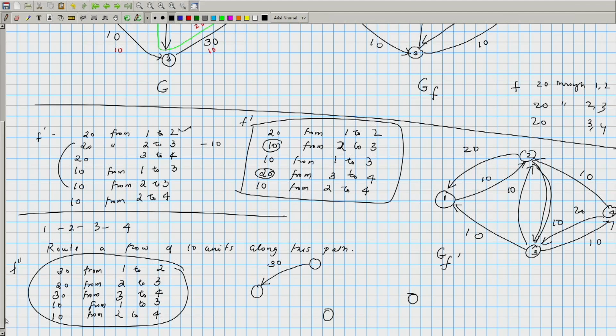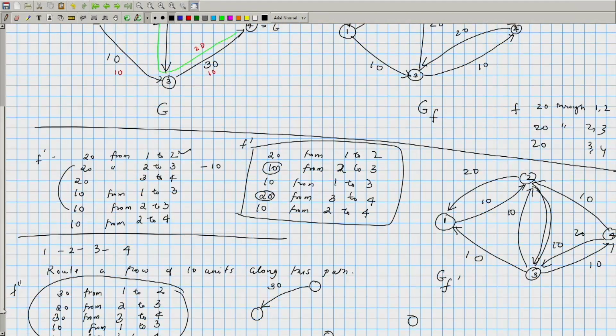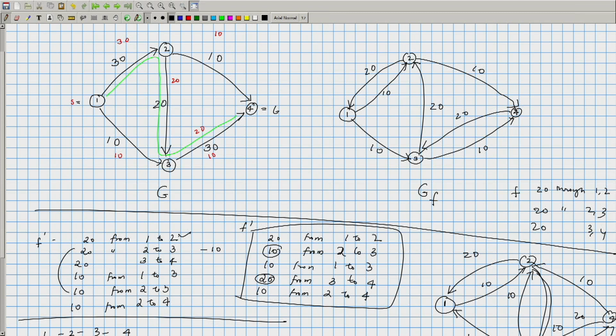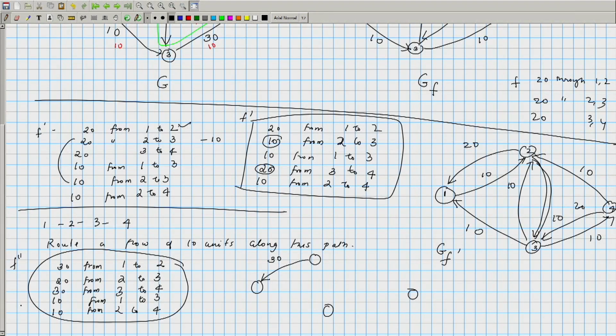And from 2 to 3 there is a flow of 20, and that edge is also saturated. So, the only thing that will remain is a single back edge of size 20. 3 to 4 is 30, so that is also saturated. So, you will have a back edge of capacity 30, and 1 to 3 is also saturated, and there will be a back edge of capacity 10. And 2 to 4 there is a flow of 10. So, that is also saturated, you will get 10 units.